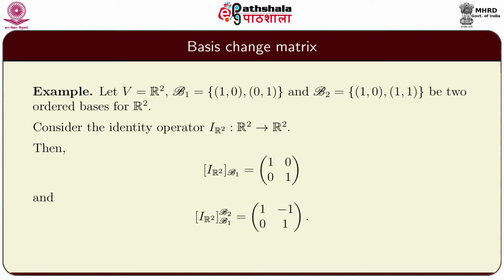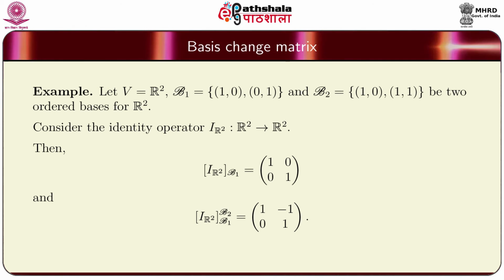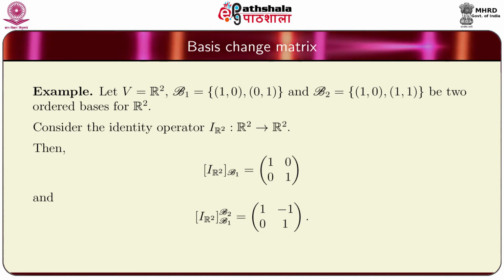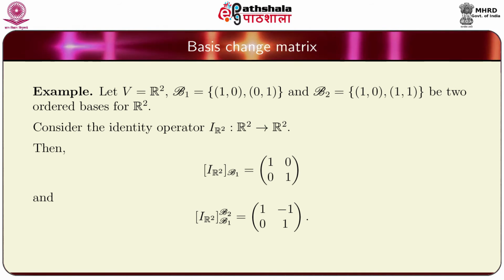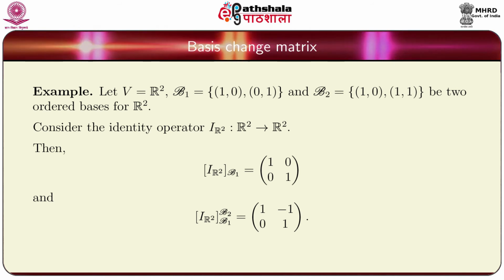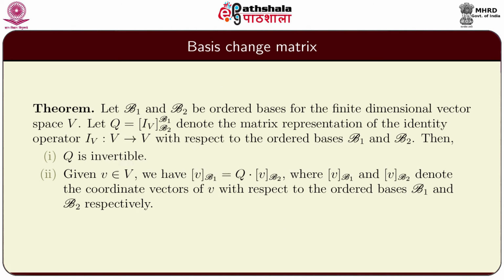Let us look at the identity operator I_R2, that is from R2 to R2, and if we follow the definitions, then we can see that the matrix representation of I_R2 with respect to the basis B1, that is the standard basis, is nothing but the 2 cross 2 identity matrix, whereas the matrix representation of I_R2 with respect to the bases B1 and B2 is the matrix where the first row is 1 comma minus 1 and the second row is 0 comma 1. It is a different matrix. We now prove this theorem.